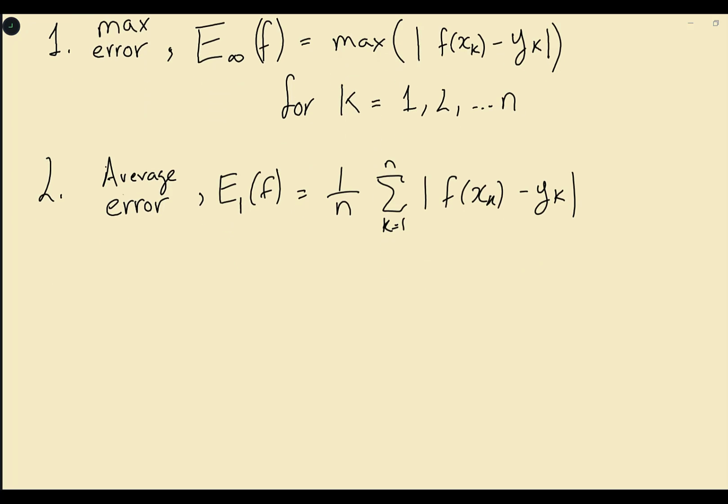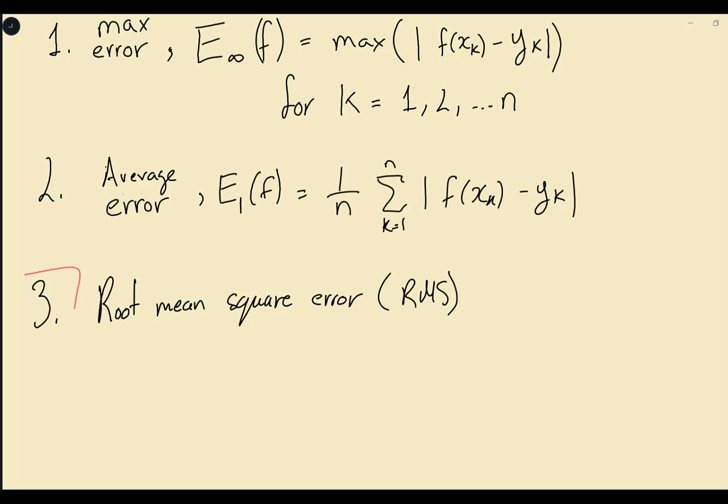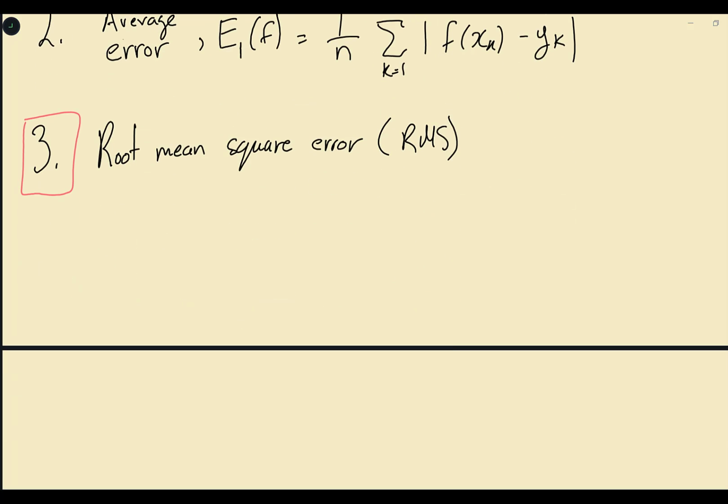The third type of error is called the root mean square error. In short, it's called RMS. Now, this is the most commonly used in practice. And what we'll see is that this type of error is actually used to derive the line of best fit. So here we have the most commonly used in practice.